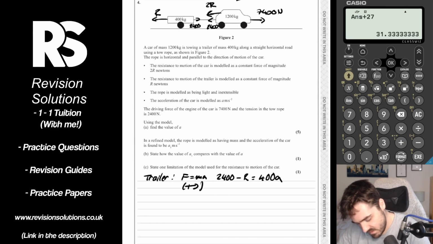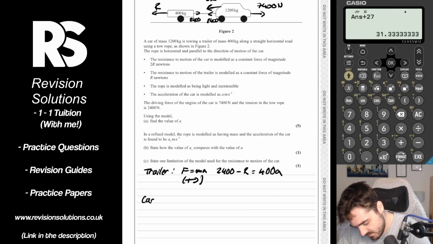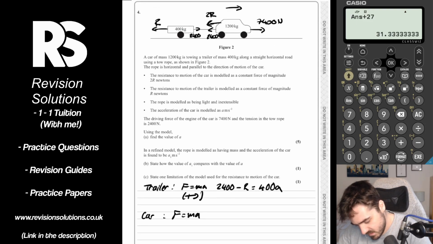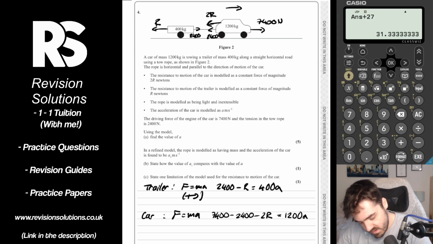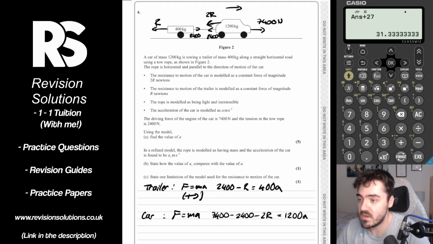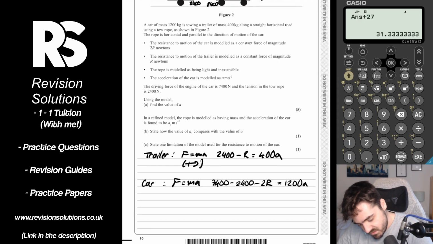And if we do the same thing now, but for the car, F equals ma, we're going to have 7,400 minus 2,400 minus the 2r equals 1,200a. And now we can see we've got two equations and two unknowns, so we can solve simultaneously. Let's simplify this second equation down. This gives us 5,000 minus 2r equals 1,200a.